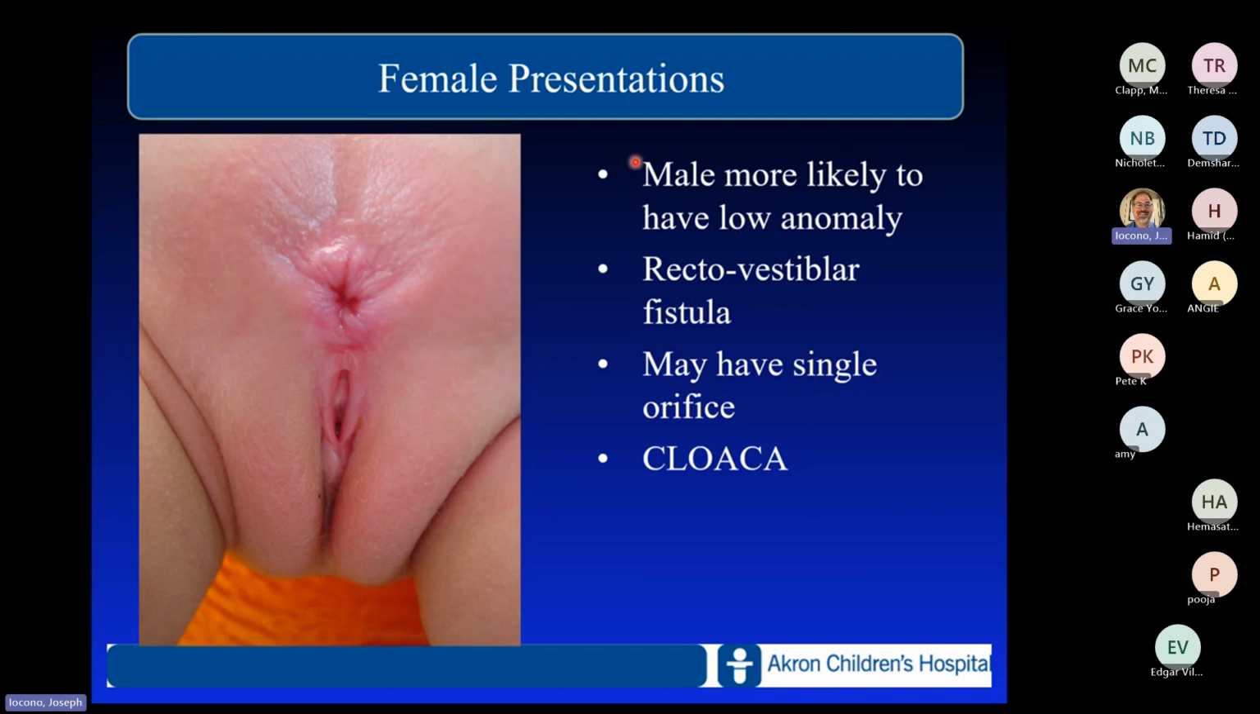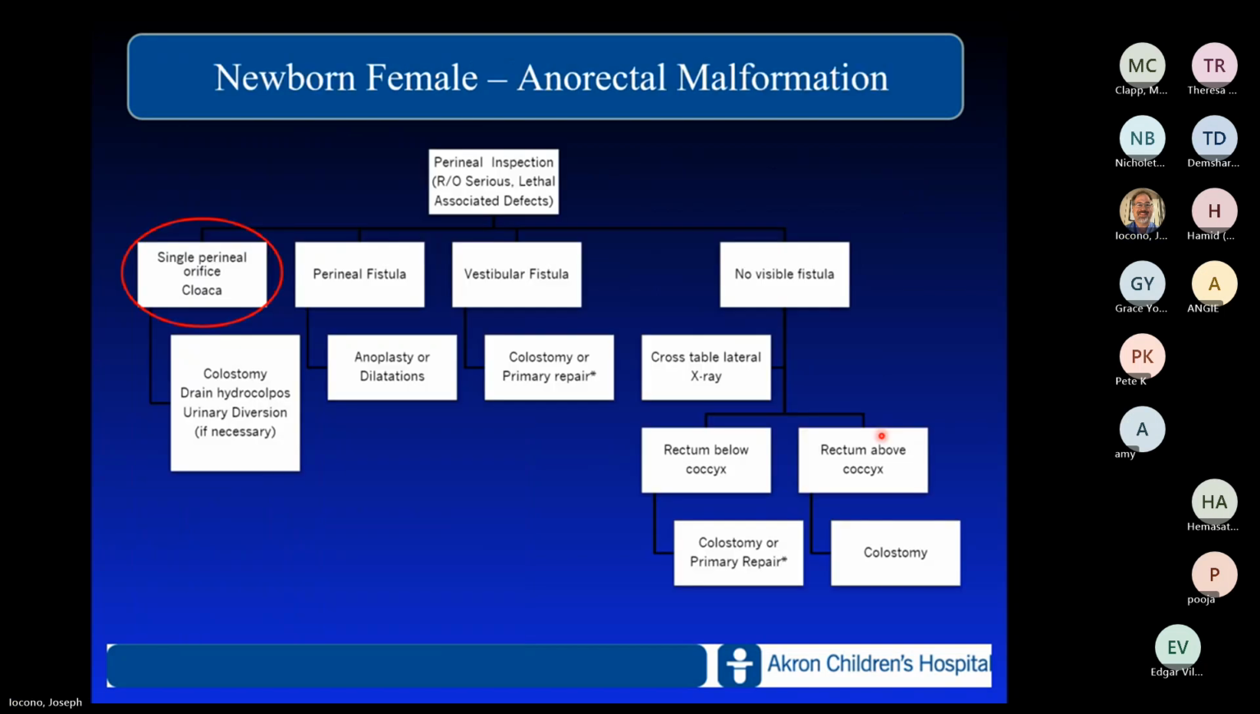Females, not males, are more likely to have a low anomaly called a rectovestibular fistula. The worst thing they can have is a single orifice called a cloaca. So in girls, you do an inspection. If they have a single orifice that has all 3 holes, vaginal opening, urethra, and anus in one hole, that's a cloaca. That definitely needs a diverting colostomy, and you operate later after they grow.